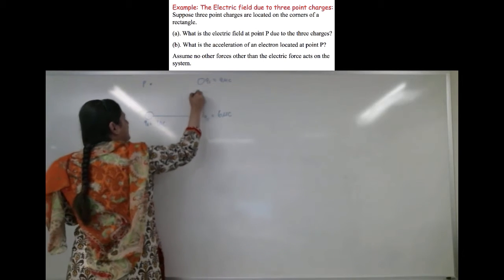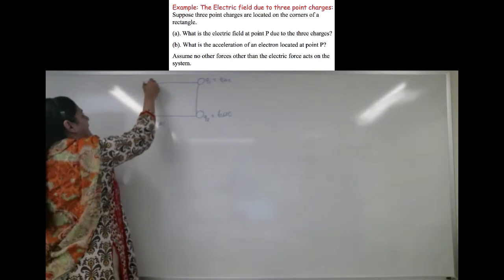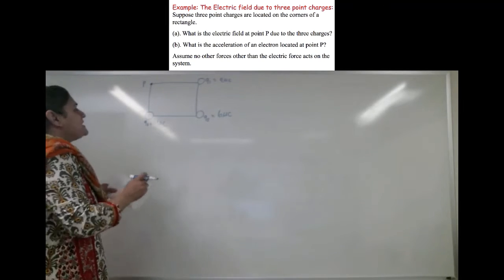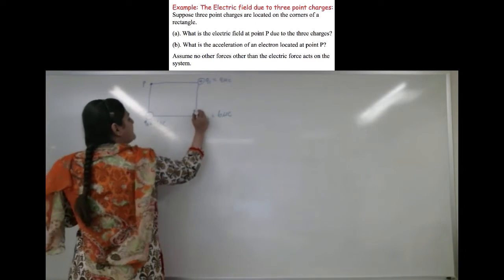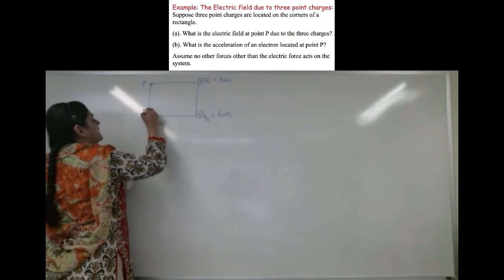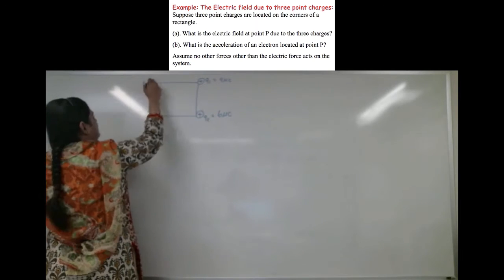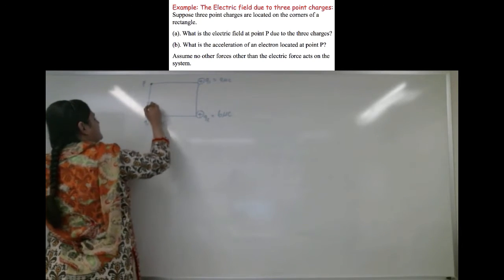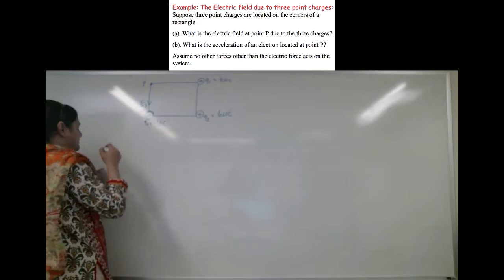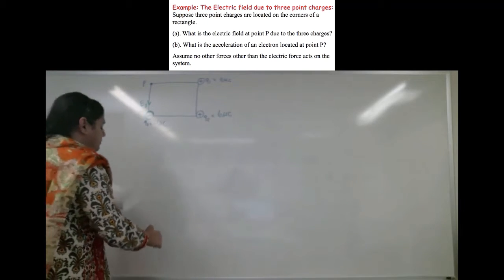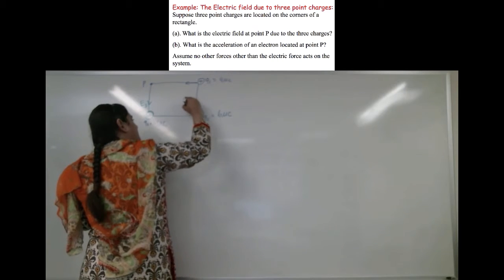And I need to calculate electric fields due to all of these at this point P. Now, this is a positive charge. This is a positive charge. This, on the other hand, is a minus charge. This means that E due to this one is going to be pointing inwards, right? So E3 goes inwards, Q1 goes outwards, and Q2 also goes outwards.